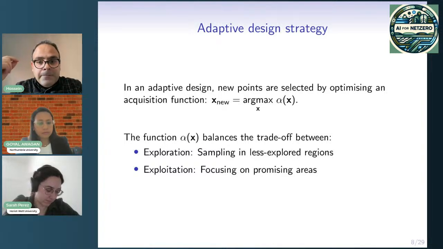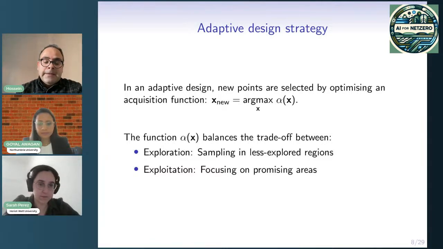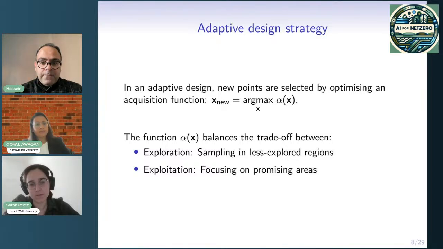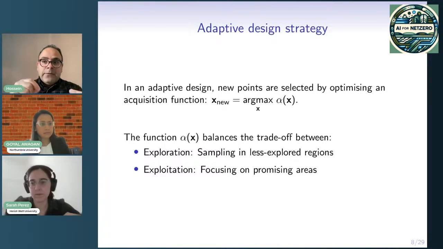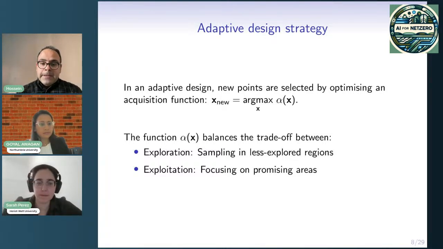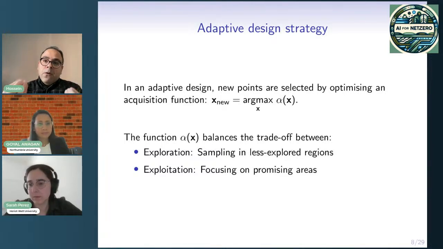An adaptive design typically relies on an acquisition function, alpha x, and we select a new point based on optimizing this acquisition function. Why do we use this acquisition function? Because we are in the dark, but we want to find the most informative sample and add it to our design. Ideally we need to find the optimum balance between exploration and exploitation, and an acquisition function provides a balance between these two concepts.